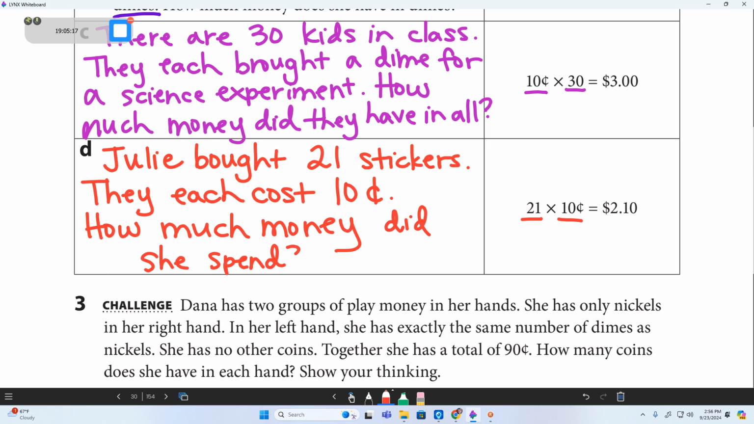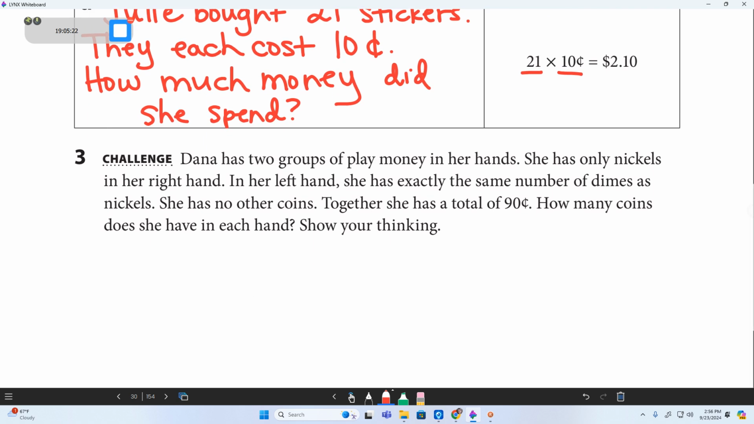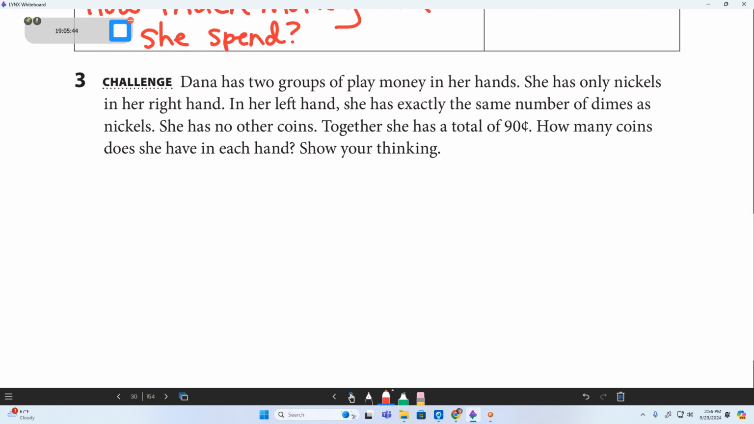Okay, let's take a look at that challenge. The challenge says, Dana has 2 groups of play money in her hands. She has only nickels in her right, and in her left, she has the same number of dimes, no other coins. Guys, that means that it's not the same amount of money in each hand. If she has 3 nickels, she has 3 dimes. If she has 4 nickels, she has 4 dimes. If she has 10 nickels, she has 10 dimes. So we just need to have it equal 90 cents, okay? That's all we need to do is make sure it equals 90 cents.